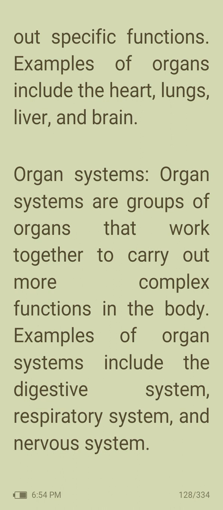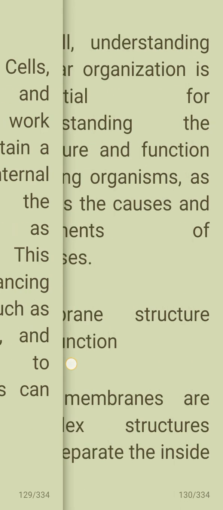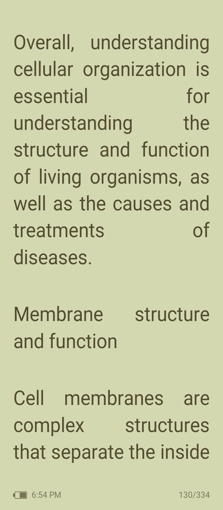Then organ systems. Organ systems are groups of organs that work together to carry out more complex functions in the body. Examples of organ systems include the digestive system, respiratory system, and nervous system. Homeostasis. Cells, tissues, organs, and organ systems work together to maintain a stable internal environment in the body known as homeostasis. This involves balancing various factors such as temperature, pH, and nutrient levels to ensure that cells can function properly. Overall, understanding cellular organization is essential for understanding the structure and function of living organisms as well as the causes and treatments of diseases. Then, membrane structure and function.